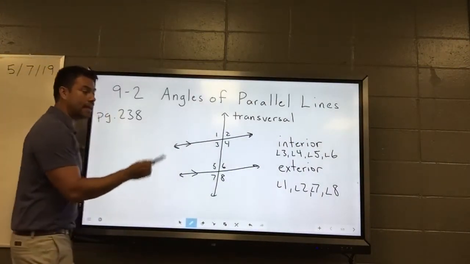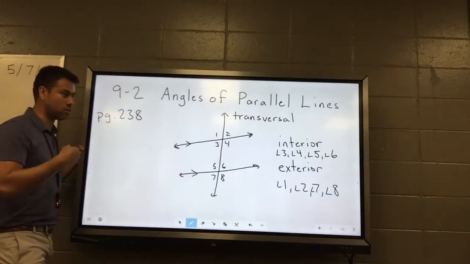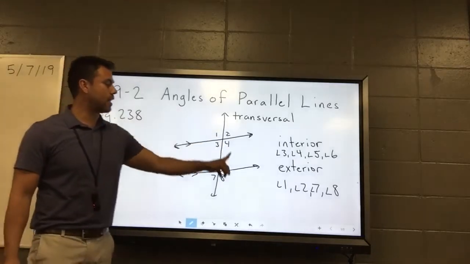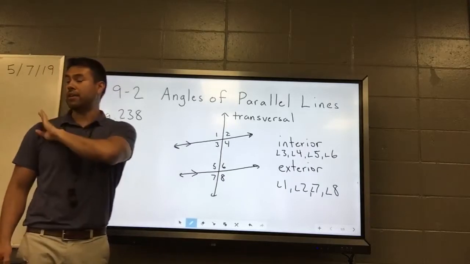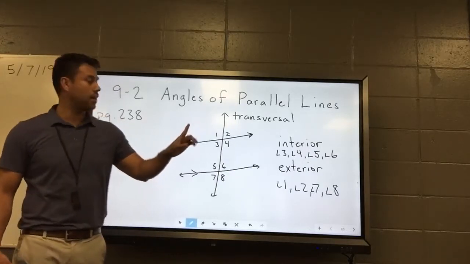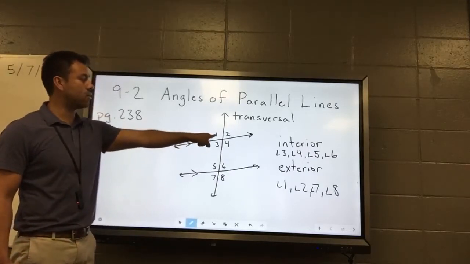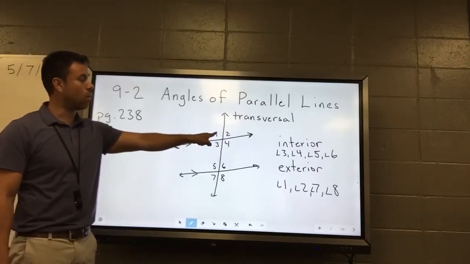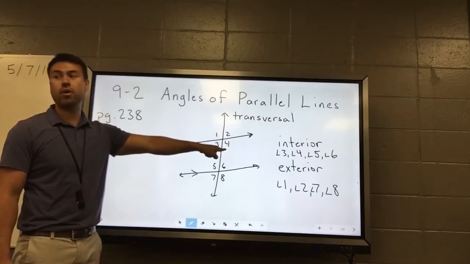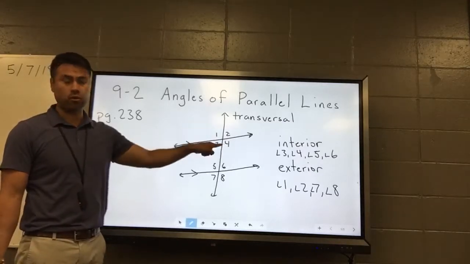Here's why I care about all these names and all these terms. How many angles do we have up here? 8. All I need is one of them, and we can know all the rest. Ready? Josiah, this angle 1 is, we'll call it 100 degrees. What would angle 4 be? 100 degrees, right? They're vertical.